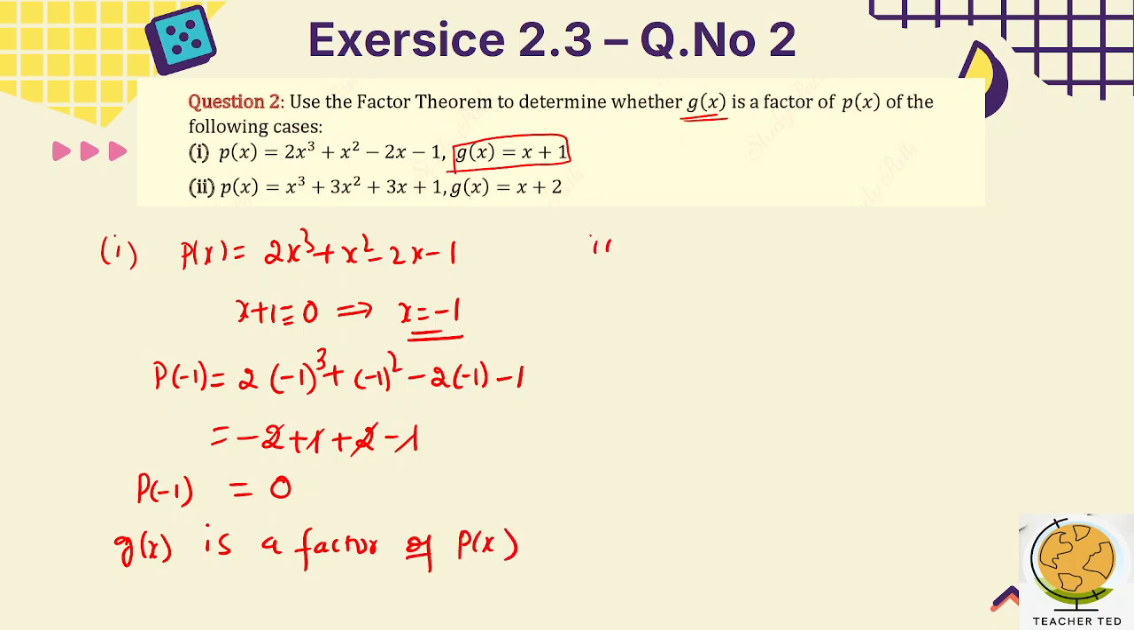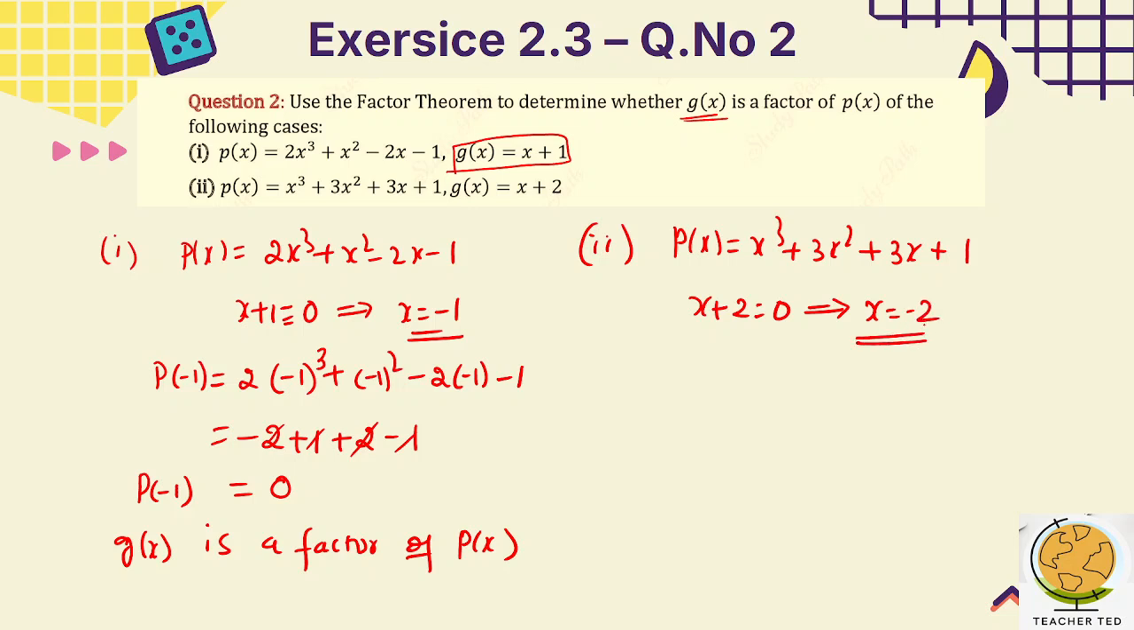Second problem, p of x is equal to x cube plus 3x square plus 3x plus 1. Here, substitute x plus 2 is equal to 0. If you take 2 this side, it will become x is equal to minus 2. Check whether x is equal to minus 2, if you substitute in the given polynomial, the remainder becomes 0, then again it's a factor. So same rule for all the problems.